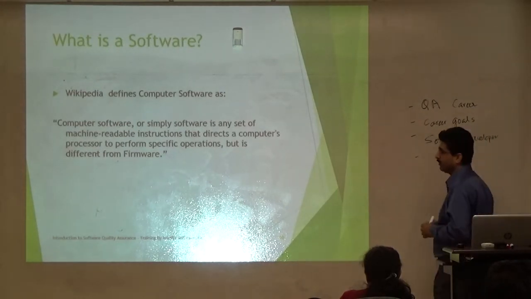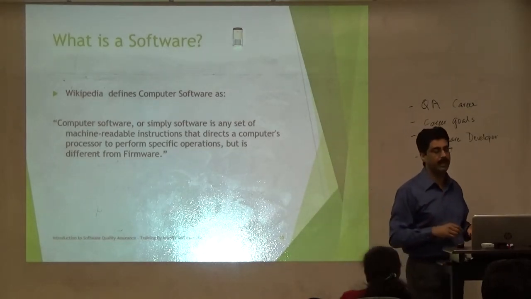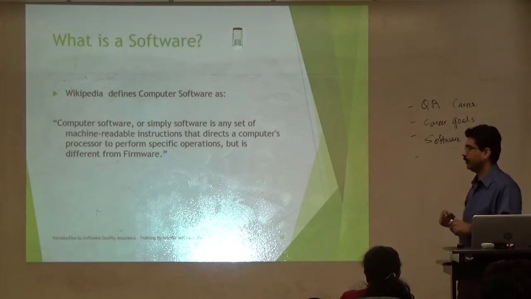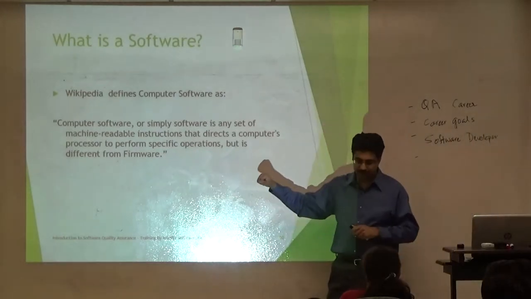So essentially, when you look at it at the basic level, computer software is nothing but machine-readable instructions which tell a certain computing device what to do, right? So it gives specific operations.